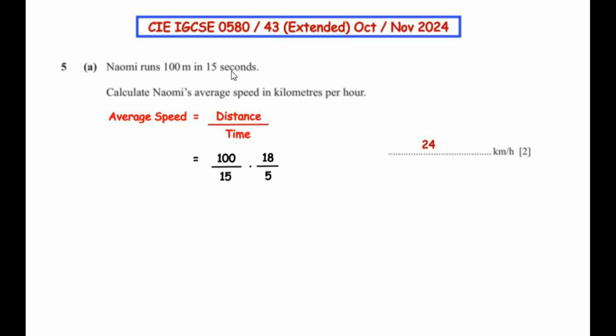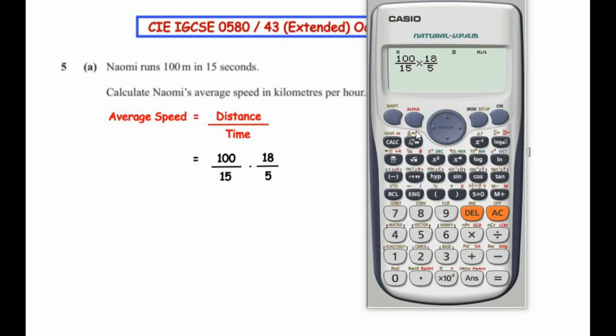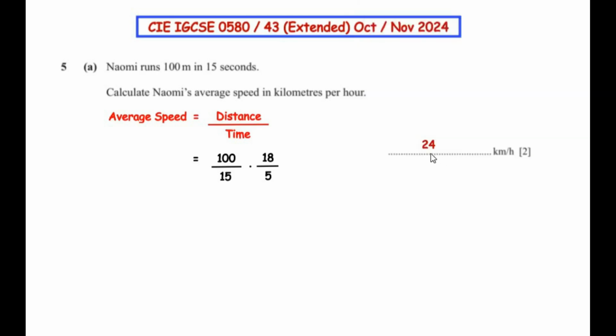But since we need to convert the meters per second to kilometers per hour, remember that the conversion is going to be multiplying the meters per second by 18 over 5. So here let us see what value this gives us. So this is going to give us the value as 24 kilometers per hour. So here we have written 24.